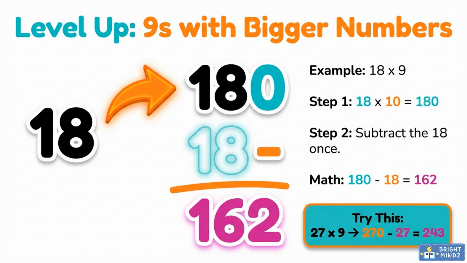This 10 times, then take 1 away idea works just as well with bigger numbers. For 18 times 9, first do 18 times 10 to get 180. Now remove one group of 18. 180 minus 18 equals 162. Try another. 27 times 9 becomes 27 times 10. That's 270, then minus 27, giving 243.